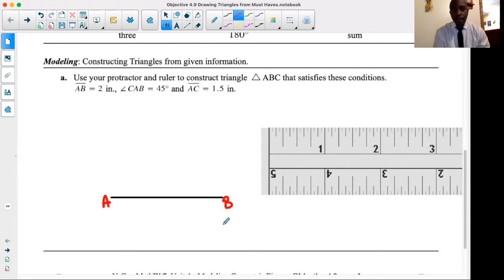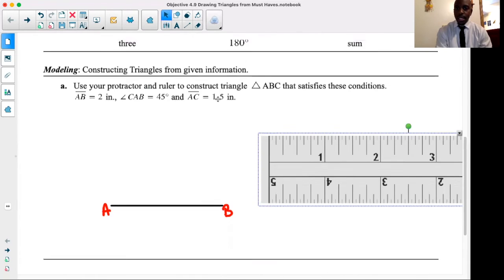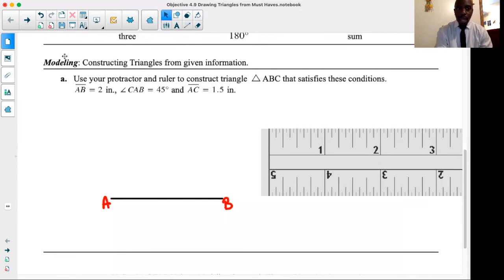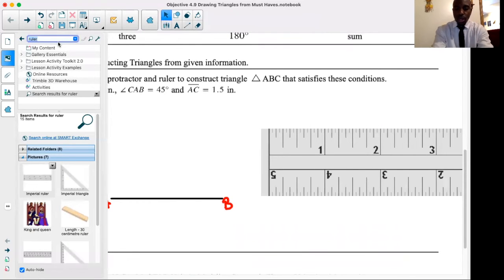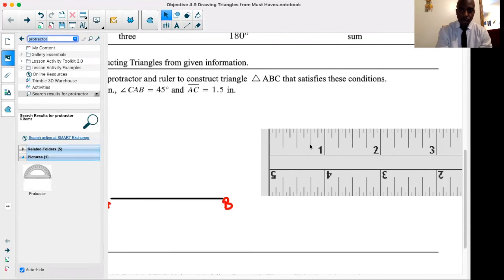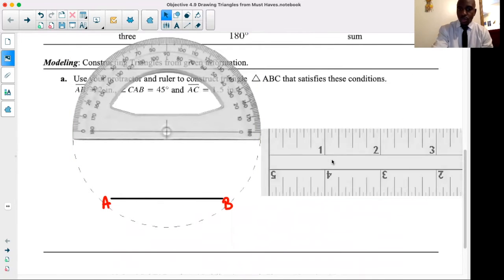Boom, awesome. The next thing it tells me is that CAB is 45 degrees. So CAB. Now notice that the middle is A, which means that it starts right here. So I can bring out my protractor. Let me get a protractor. Bring that out, put it right here. I'm just gonna get rid of this ruler for now.